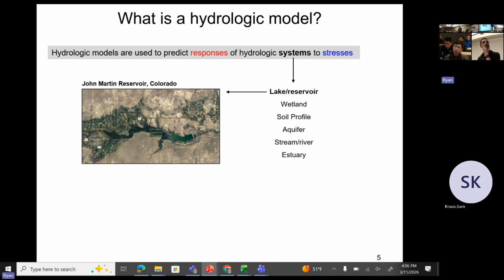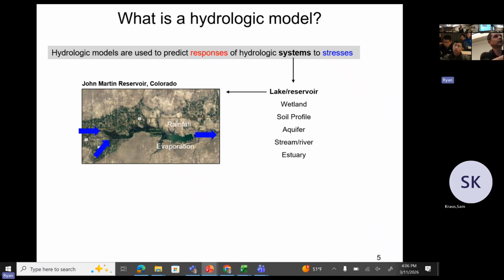So for example, if we apply this to John Martin Reservoir in Colorado, this is Southern Colorado, the Arkansas River flows here and then out here through the dam. We also have some tributaries. And if we're trying to figure out the change in volume, or the volume of that reservoir through time, we can apply this very simple water balance.